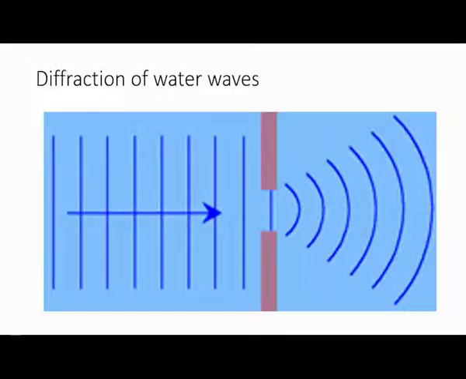Then we have a diagram representing diffraction of water waves. This is now water waves passing through a gap. First, the wavefronts are straight lines parallel to each other before diffraction, but after they pass through the gap, they are now curved. How they will be curved depends on the size of the gap. The wider the gap, the less deflected or the less curved the waves. The narrower the gap, the more curved the waves after diffraction.